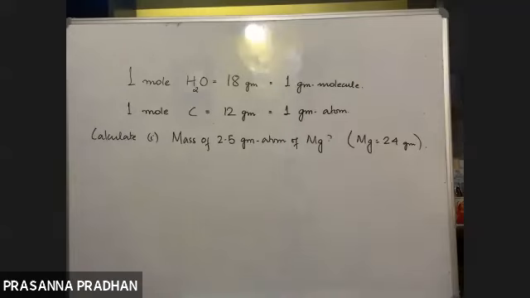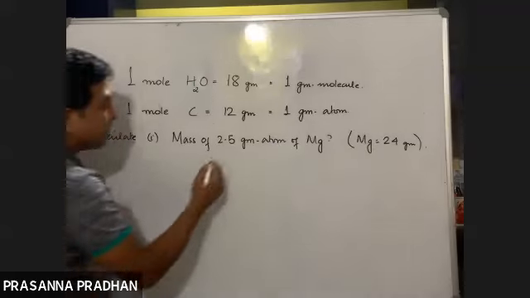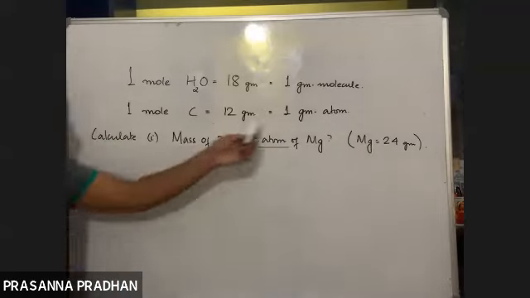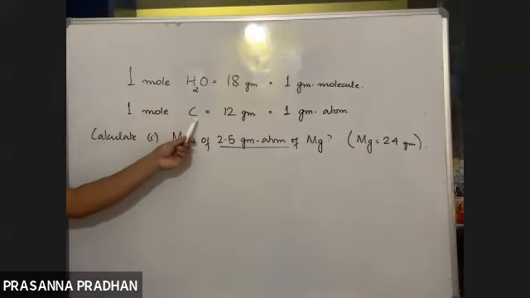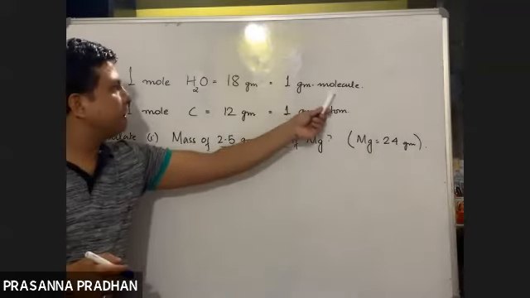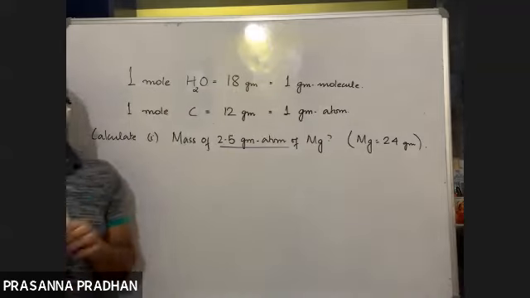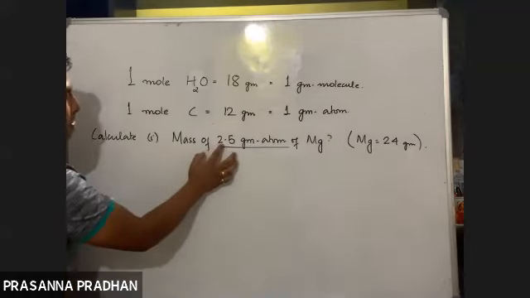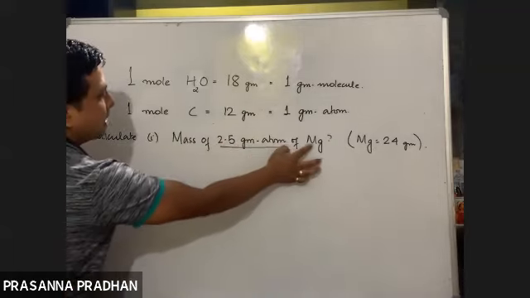Okay. What are you supposed to calculate out here? What are you being asked? 2.5 gram atom means 2.5 mole of magnesium atom. 1 gram atom means 1 mole of atom. 1 gram molecule means 1 mole of molecule. Fine. So you are indirectly being asked to calculate the mass of 2.5 mole of magnesium atom.